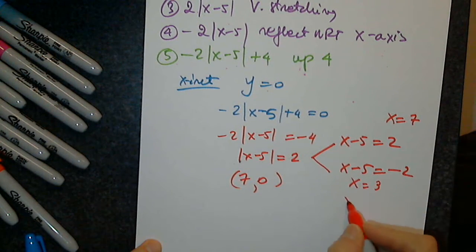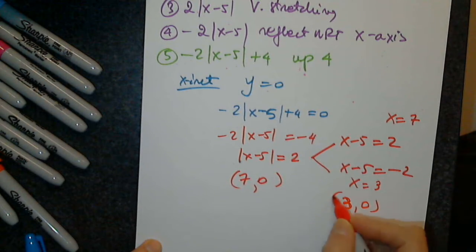Plus 5. So it's (3, 0). Very good. And by the way, there is a chance, if you're interested, you can tutor math. Right. Baby steps here, one step at a time.